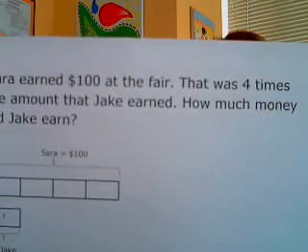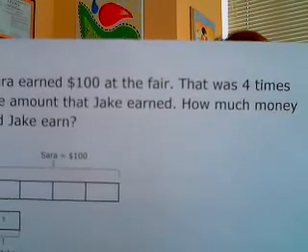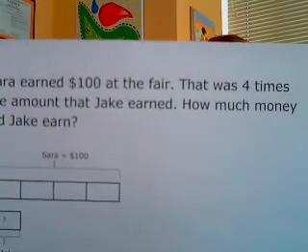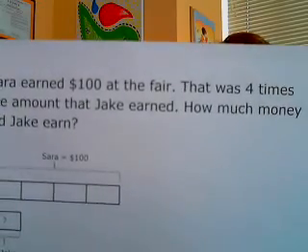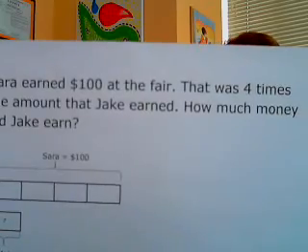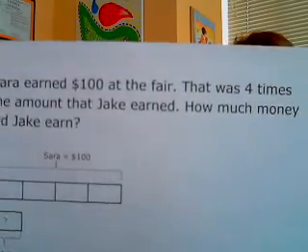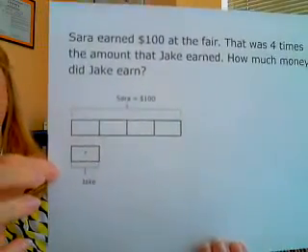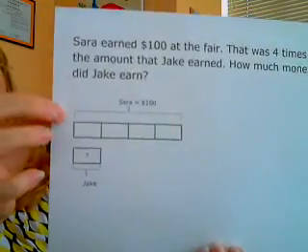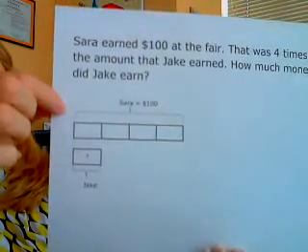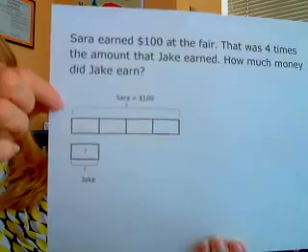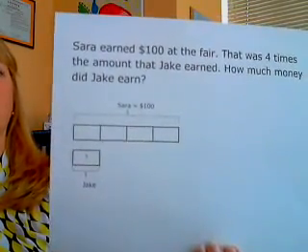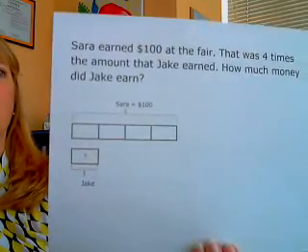Well, let's just go through it. Sarah earned $100 at the fair, and that was 4 times the amount that Jake had earned. So trying to figure out how much Jake had earned can be visually represented with a tape diagram. So you're looking at the relationship between the two of them. What you are noticing is that Sarah earned more, but how much greater would then determine how many units of whatever size our unknown Jake's would be.